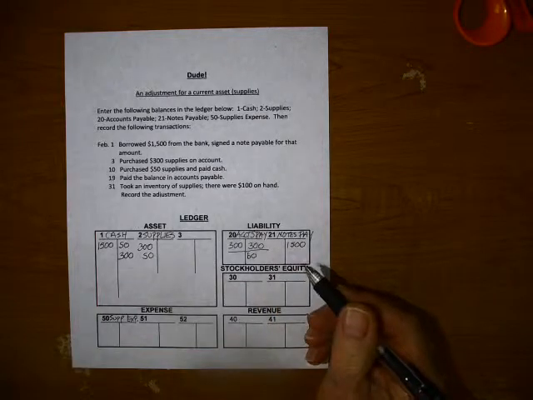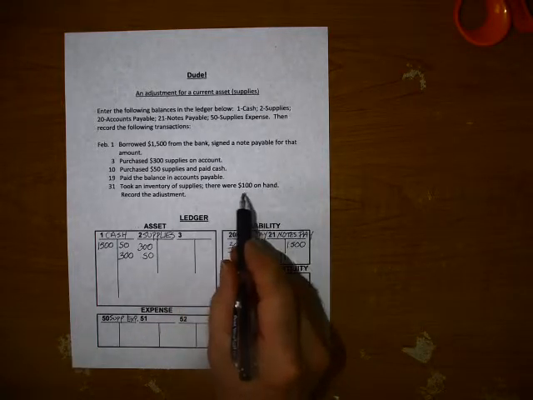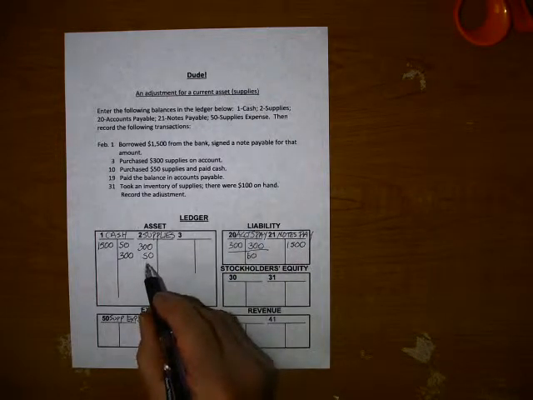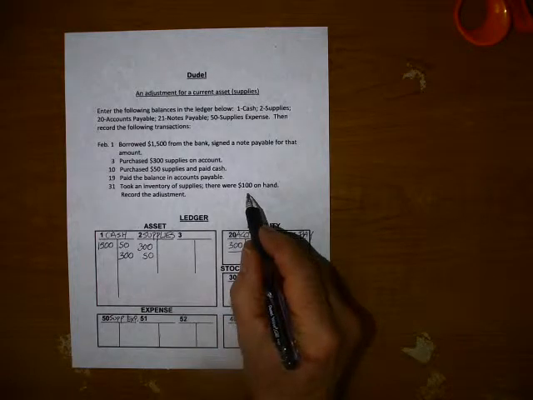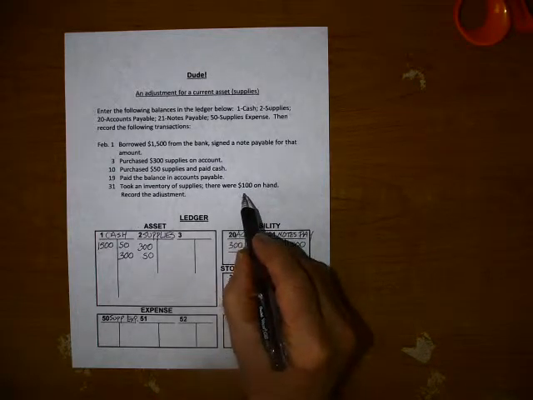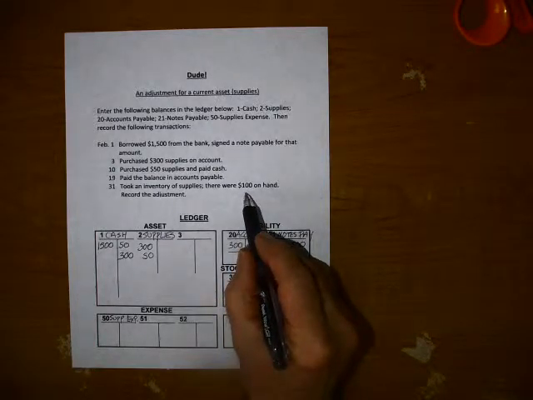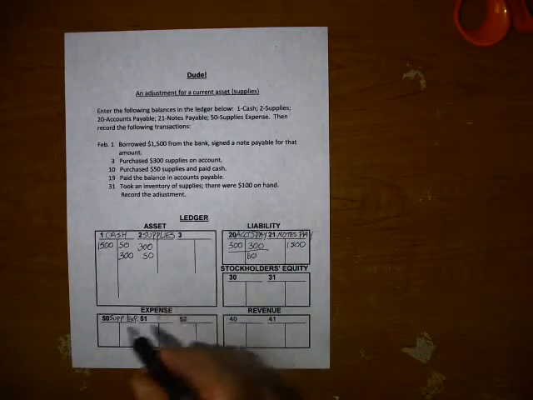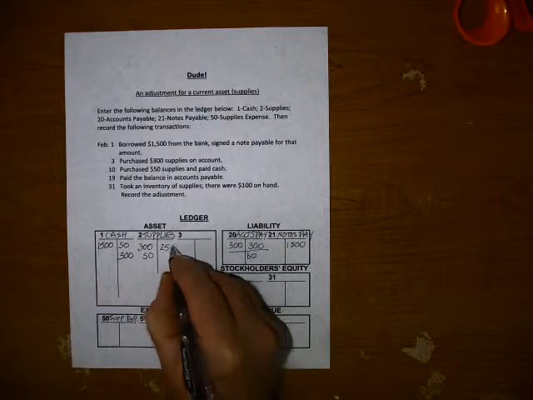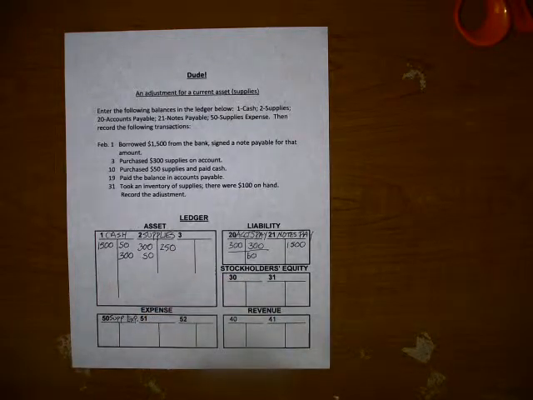All right. Now we take an inventory of supplies, and there's $100 worth on hand. Well, we see that we had $350 to start with. There's $100 on hand, so we conclude that because we can only take an inventory of the supplies that are there, that 250 have been used up. So I'm going to decrease my supplies account by $250. These represent supplies that were used up, and I'm going to increase supplies expense by $250.